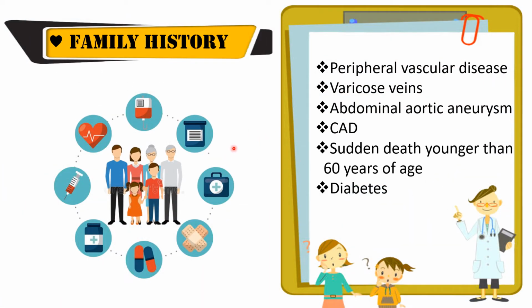Now, moving on to the family history. You have to check if there is a family member, from parents, grandparents, okay? So, if there is peripheral vascular disease, varicose veins, abdominal aortic aneurysm, or coronary artery disease, or there is a sudden death younger than 60 years of age, and diabetes.